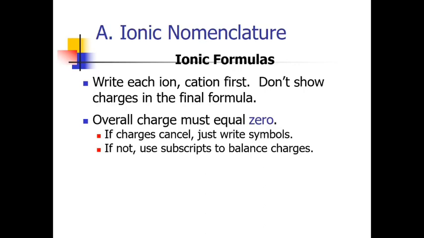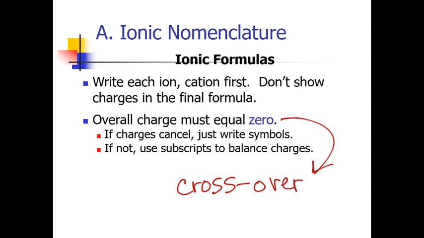In most cases, we're going to do something called the crossover method, to get those charges to cancel. If your charges are opposite, meaning a +1 and -1, or a +2 and -2, those charges cancel. We just write down the symbols. But if not, we're going to use subscripts, the lower numbers, to balance our charges.